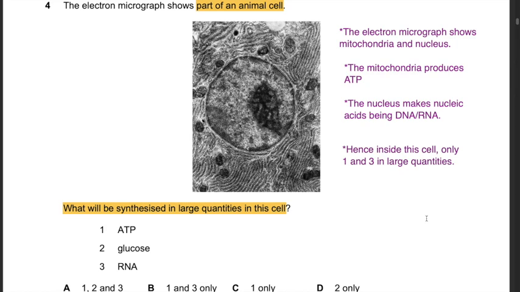We do not know if glucose is synthesized in large quantities. Therefore, we cannot be certain over here because there is no organelle given over here that makes us think that glucose is synthesized in large quantities. Therefore, the answer is answer B, 1 and 3 only.